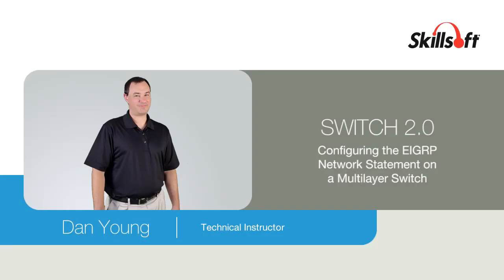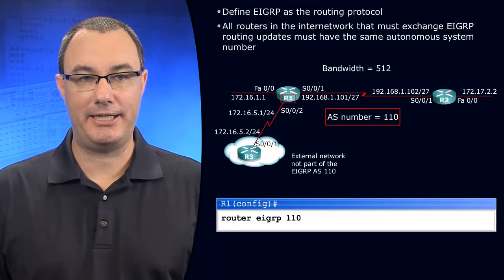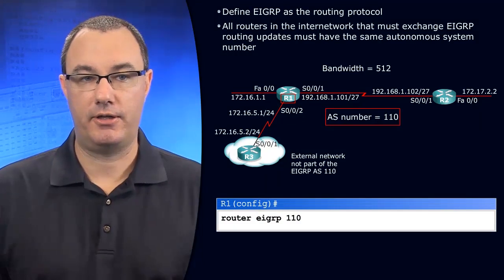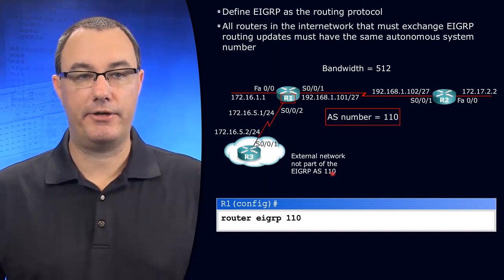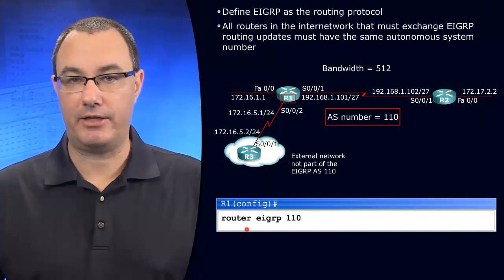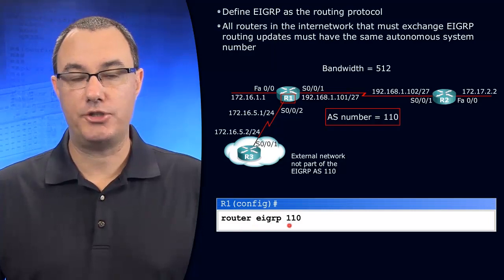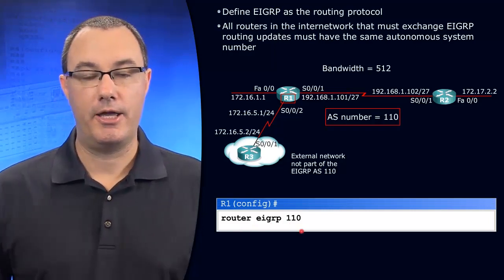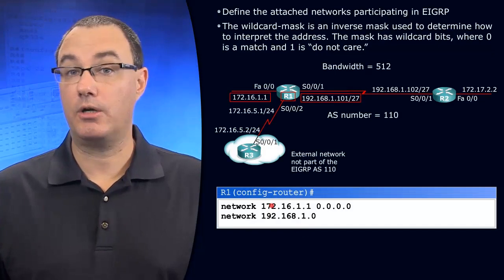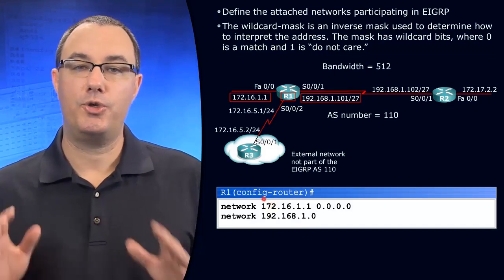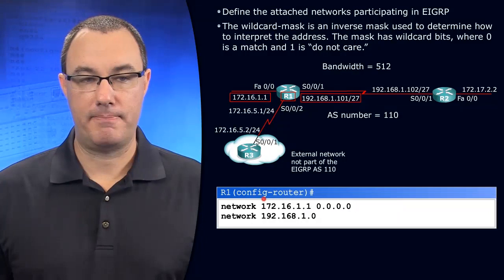I'd like to give you a little bit of a review for EIGRP so that you're confident in setting it up. So the first thing we do when configuring EIGRP on any device is we do router EIGRP, then the autonomous system number. But the place where you're likely to make a mistake, if anywhere, is the network command. You want to be really solid with the network command.